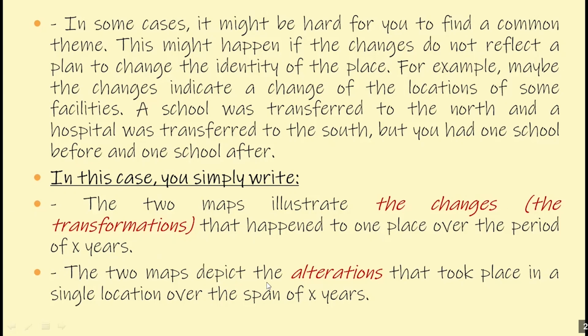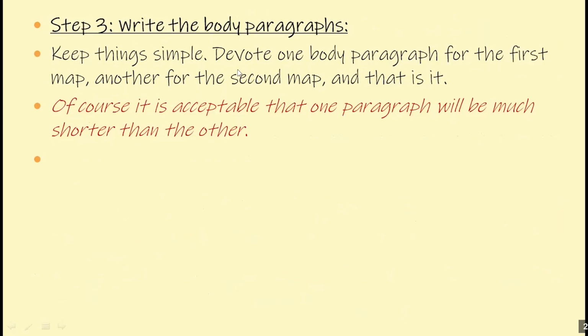Or you can say the two maps depict the alterations. Alterations also mean changes that took place in a single location over the span of how many years. Okay. Now, step 3, you're going to write the body paragraphs. Let's keep things simple. Devote one body paragraph for the first map, another for the second map, and that's it. That's all you have to do.